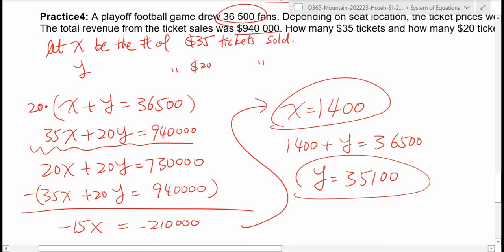Let me see. What did I do wrong? 9. Oh, one extra zero here, right? Times, no, that's right, times 20. 36500 times 20. 30,000 minus. Yeah, that's right. Oh, I'm missing a zero. Oh my gosh, it is 4. I was right. Oh my gosh.